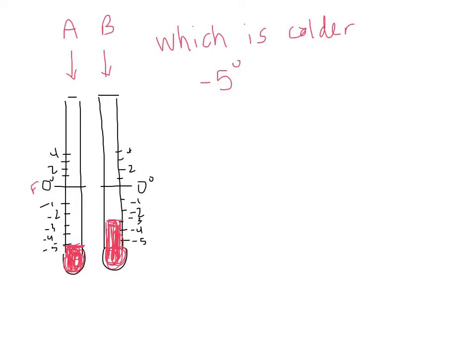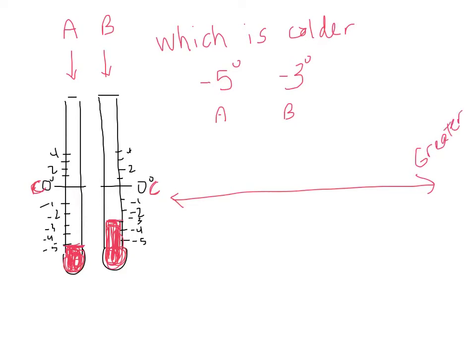Or, yeah, it's Celsius. Let's go Celsius. Okay. And thermometer B is sitting at -3 degrees. So colder and warmer on the number line is sort of like greater. Greater is warmer, and less value is colder. And on the number line we have -3 and -5.